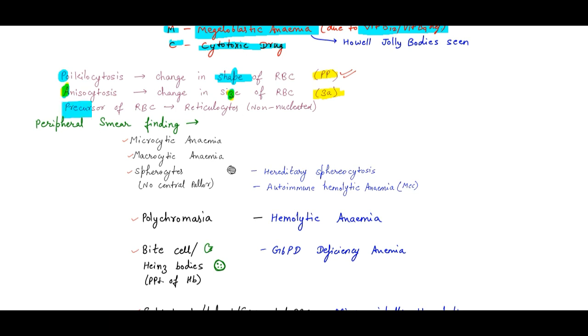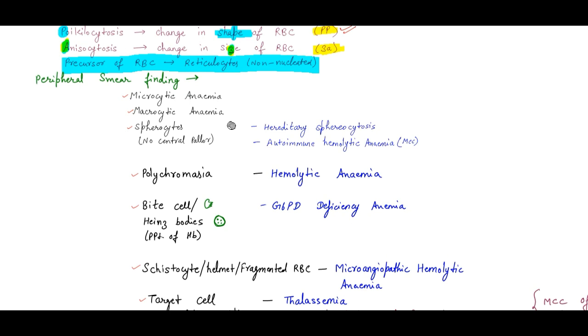Then, who is the precursor of the RBC? Yes, you know this: it is the reticulocyte, and it is non-nucleated. Now if we look at the peripheral smear findings, or the blood smear, what will we see? In microcytic or hypochromic anemia we see microcytic cells, and in macrocytic anemia we see macro cells. We already studied this. Then we have the spherocyte, which has no central pallor.